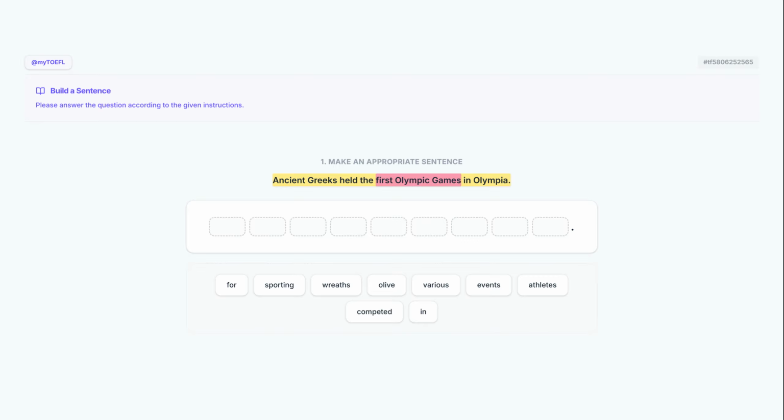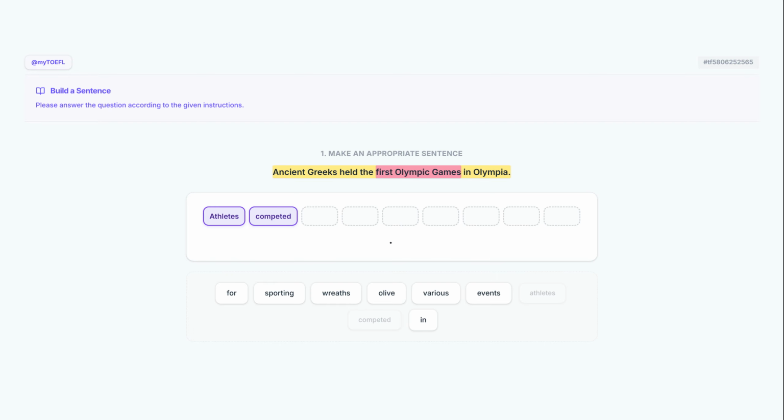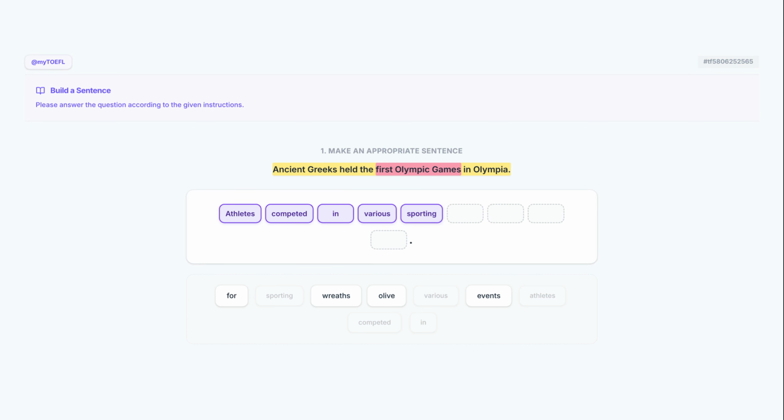Let's build this sentence word by word on our whiteboard. First, we identify the subject, so we drag athletes. Next, we need the action they took, so we place the verb competed. Then, we add the preposition in to show the area of competition. Next, we follow this with the adjective various. Then, we add the adjective sporting. Next, we place the noun events. After that, we need the preposition for to indicate the goal. Then, we add the adjective olive. Finally, we finish the sentence with the noun wreaths.